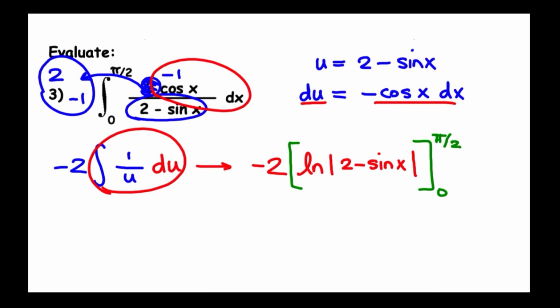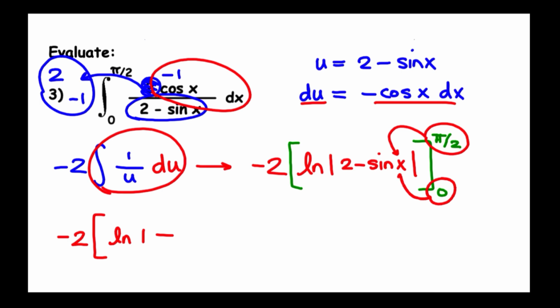All right, so that negative 2 is going to come down. And the pi over 2, the upper limit, gets to go first. Sine of pi over 2, that's sine of 90 degrees, that's 1. Natural log of 2 minus 1. That's the natural log of 1. Minus. Now the 0 gets to go in. Of course, sine of 0 is 0, so that's just going to be the natural log of 2.